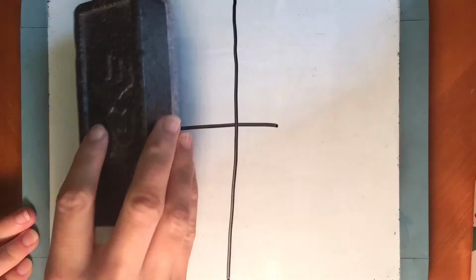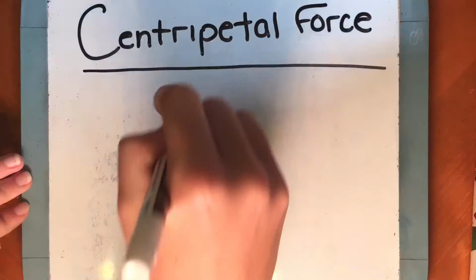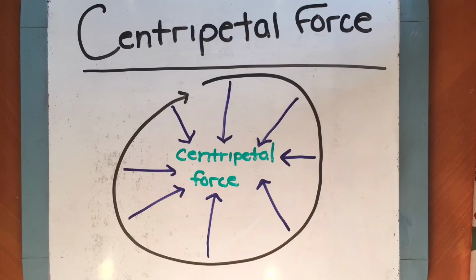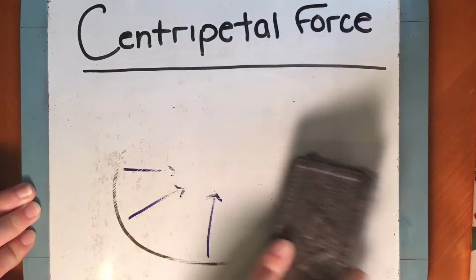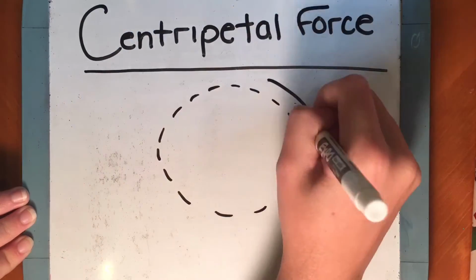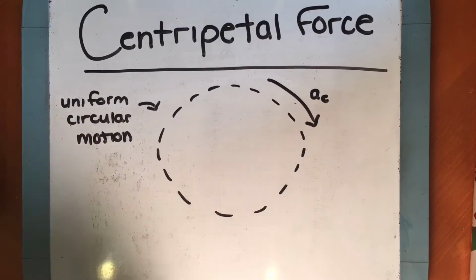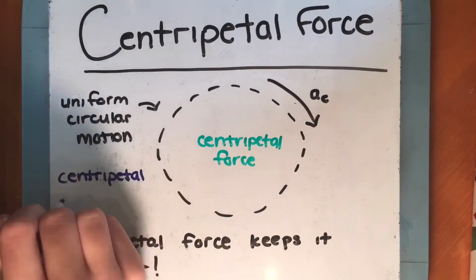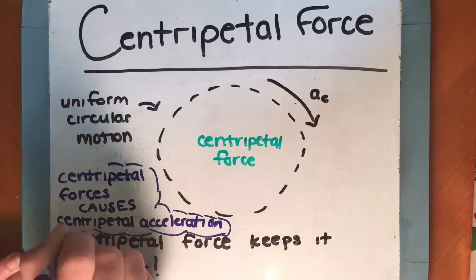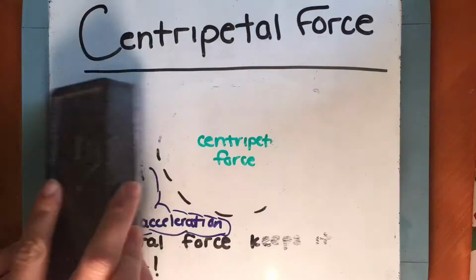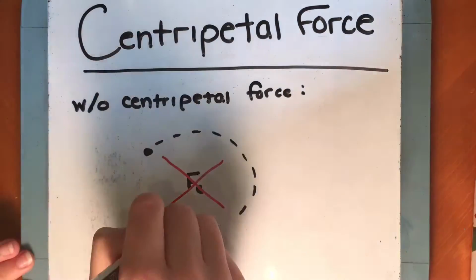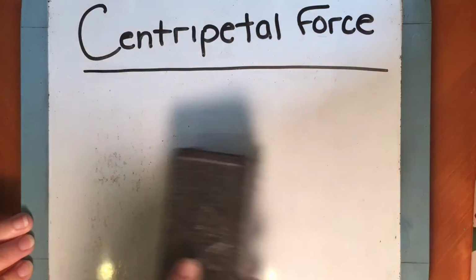Fourth on our list, centripetal force. Objects moving in a circular path are held there by centripetal force. An object in uniform circular motion affected by centripetal acceleration is held in place by centripetal force, the force that causes this acceleration. Without centripetal force, the object would cease to maintain a circular path and would move in a straight line.